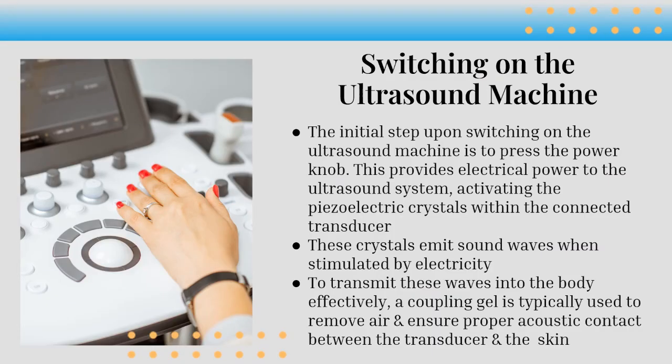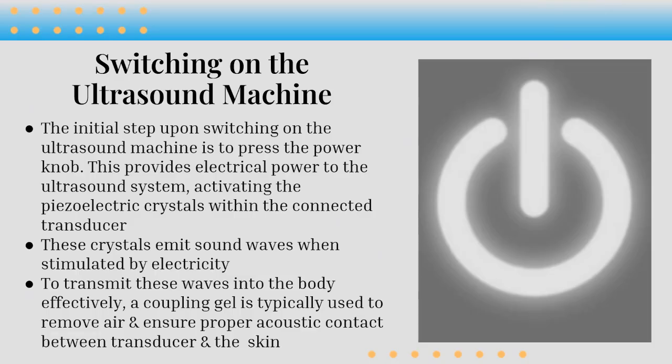The initial step upon switching on the ultrasound machine is to press the power knob. This provides electrical power to the ultrasound system, activating the piezoelectric crystals within the connected transducer. These crystals emit sound waves when stimulated by electricity. To transmit these waves into the body effectively, a coupling gel is typically used to remove air and ensure proper acoustic contact between the transducer and the skin. So make sure you know how to properly turn on and off your equipment.